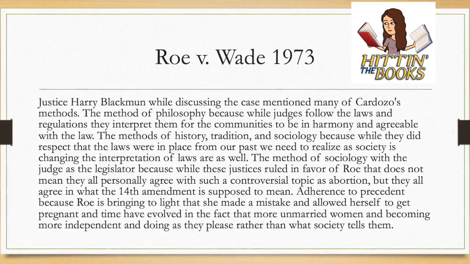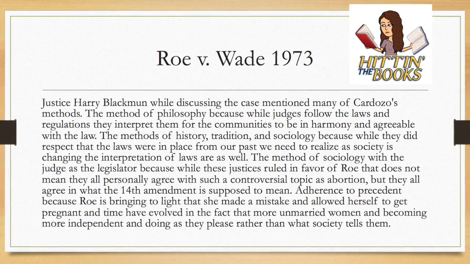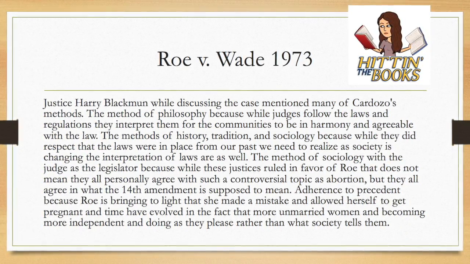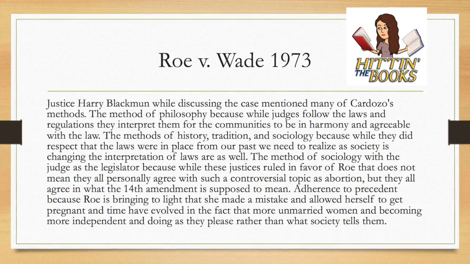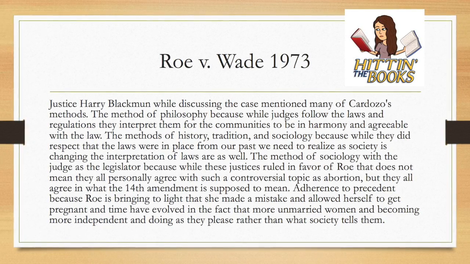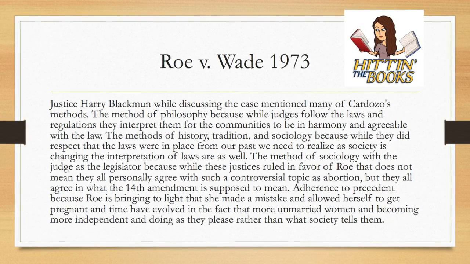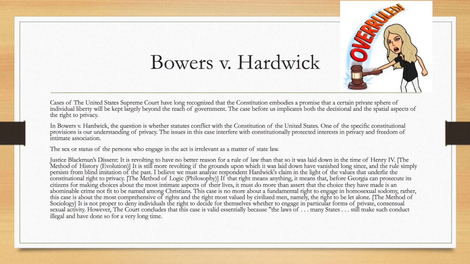While these justices ruled in favor of Roe, that does not mean they all personally agree with such a controversial topic as abortion. But they all agree in what the 14th Amendment is supposed to mean. Roe brought to light that she made a mistake and allowed herself to get pregnant, and that time has evolved in the fact that more unmarried women are becoming more independent and doing as they please rather than what society tells them. Bowers v. Hardwick.